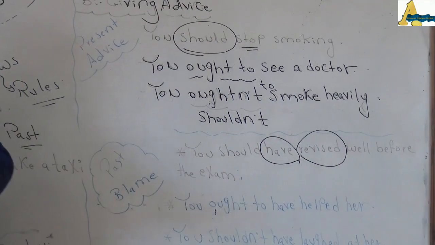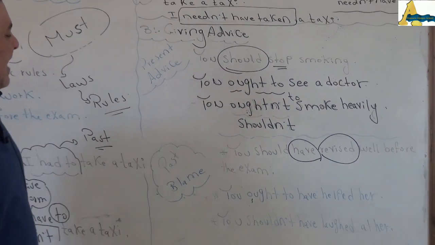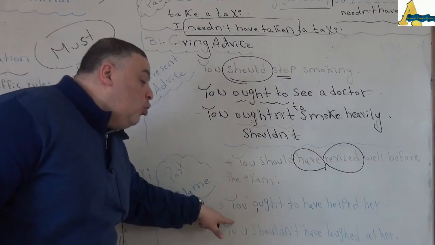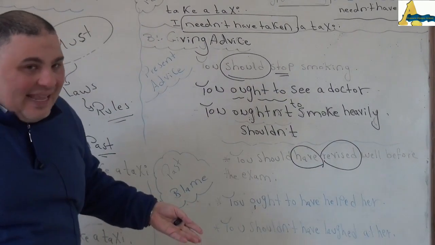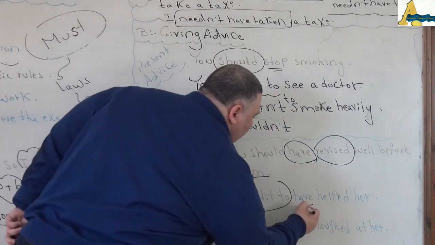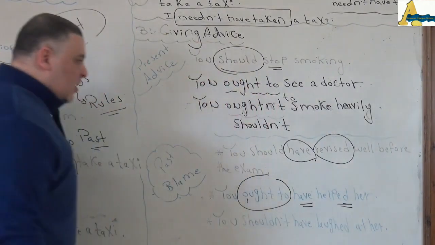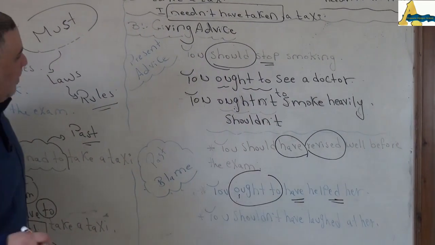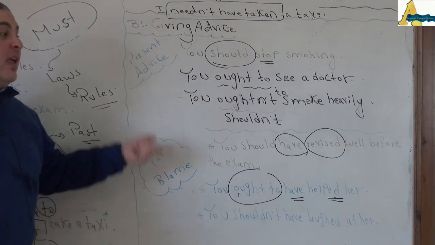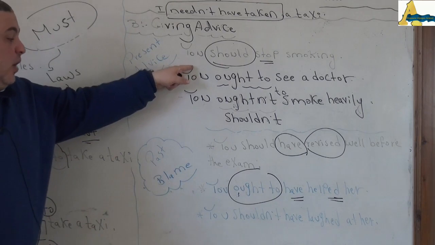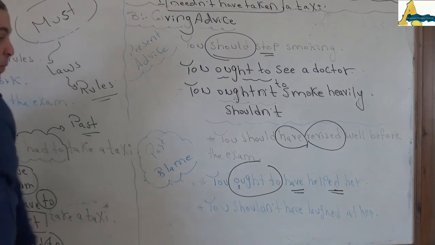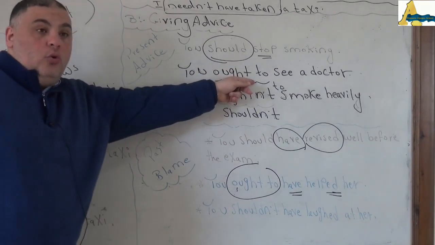That means that this person didn't revise for the exam, or his exam was so bad, and that's why he should have revised well. Or you ought to have helped her, which means that he didn't help her, right? We can see here that still ought to is followed by have and the past participle. So whenever you want to change the advice into blame, and whenever you want to change the advice into past, you're going to add have plus the past participle, whether to should or to ought to.